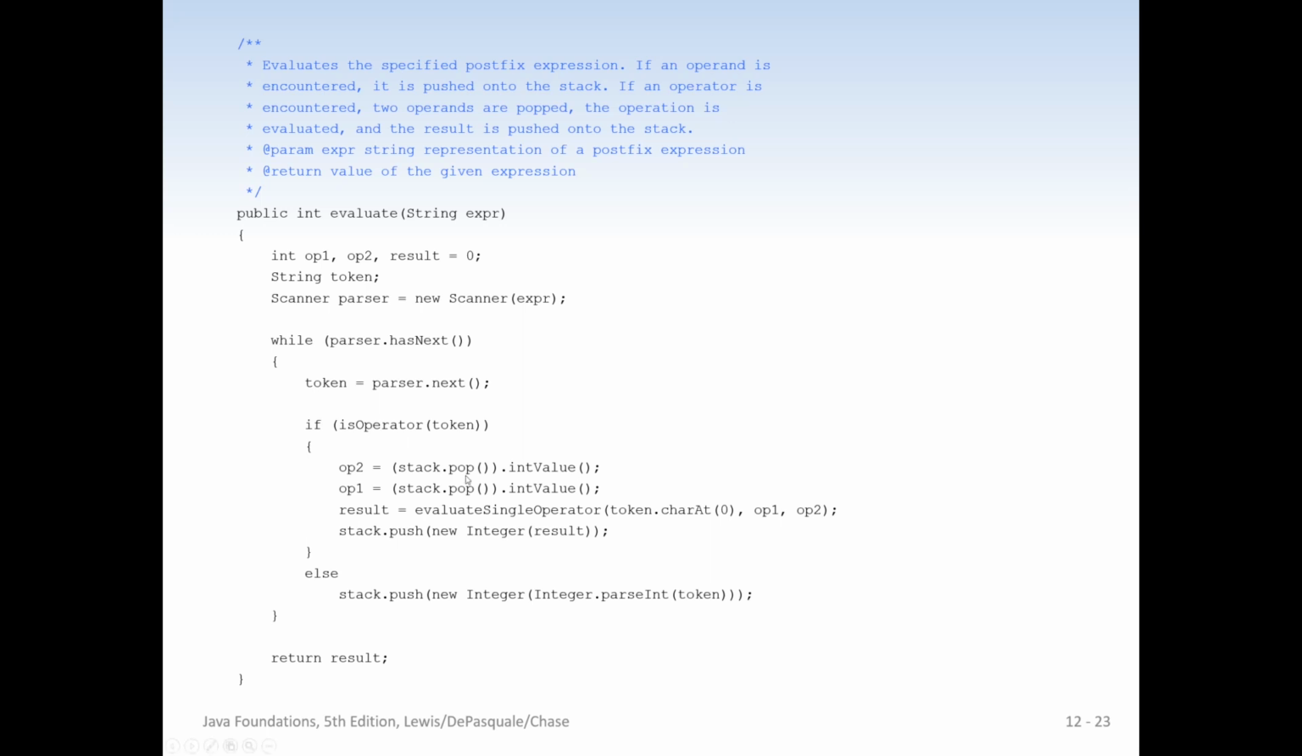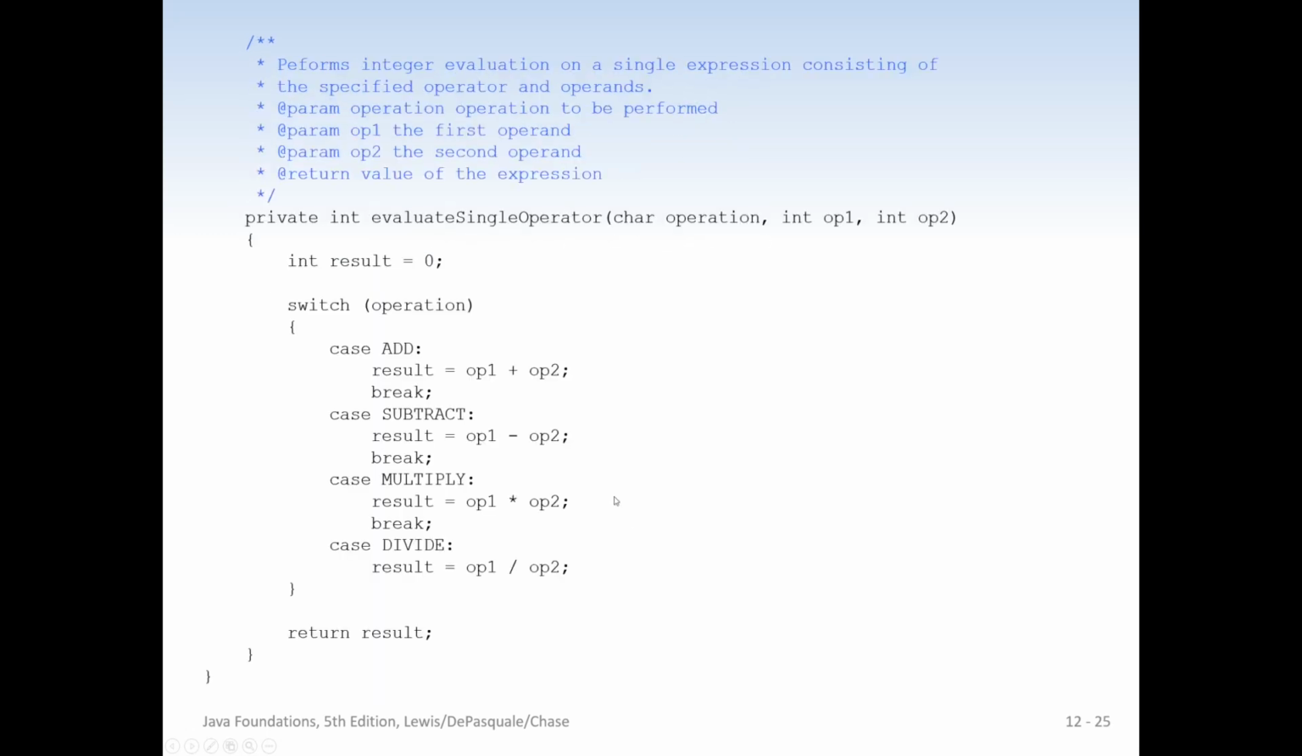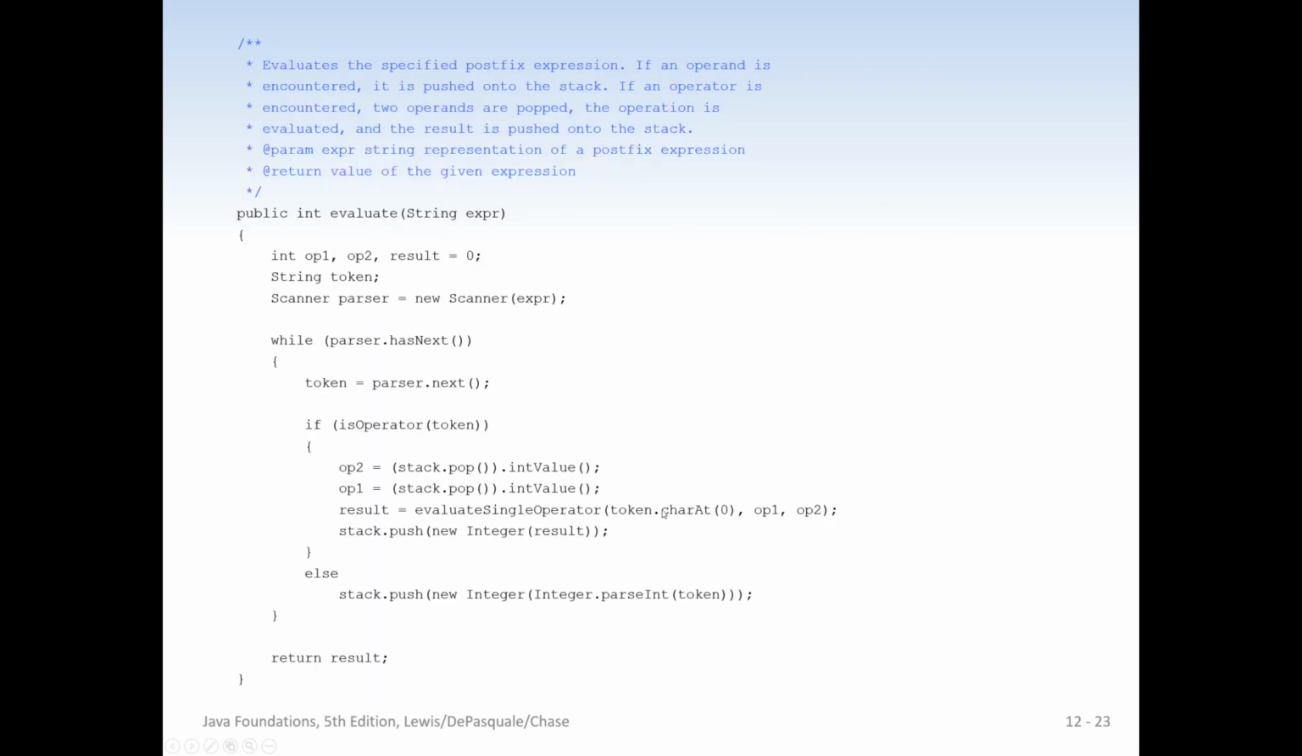So basically, we're going to look up the character, because remember, this token is going to be the string that we've parsed out. It's going to be an operator, so it's going to be one character long because all the operators are one character. So the 0th element is going to be the character, right? So we're going to evaluate single operator, and then we're going to push the result onto the stack.